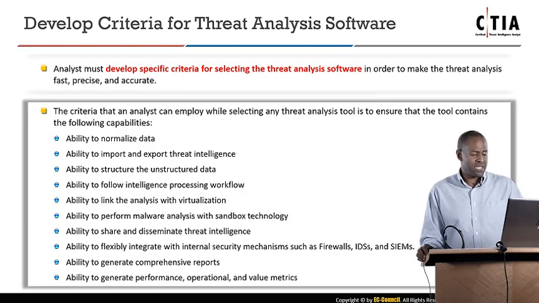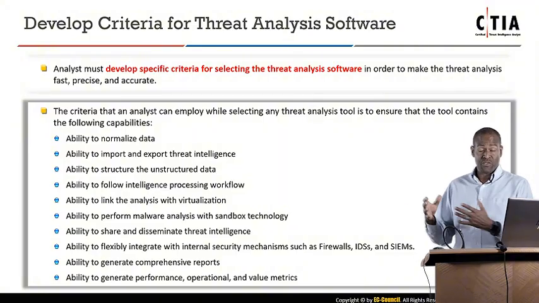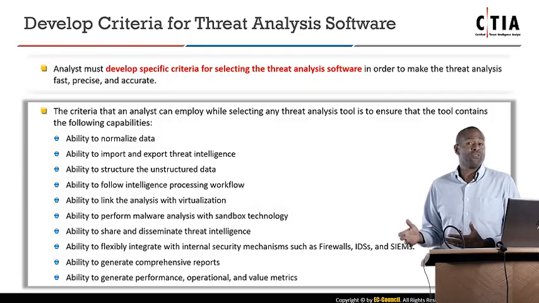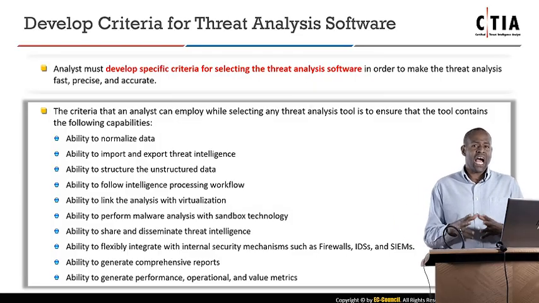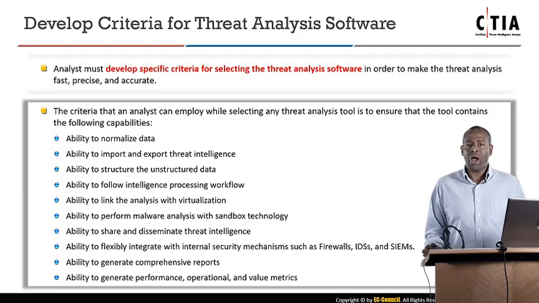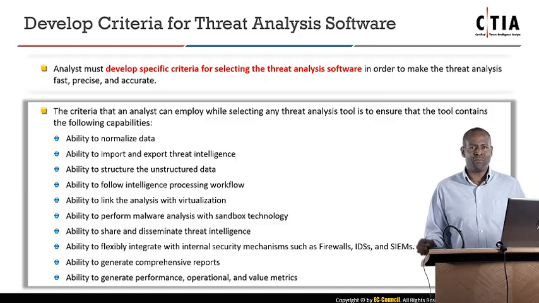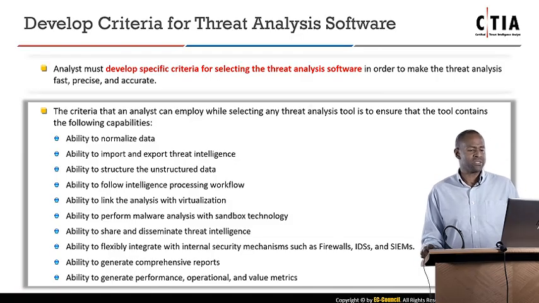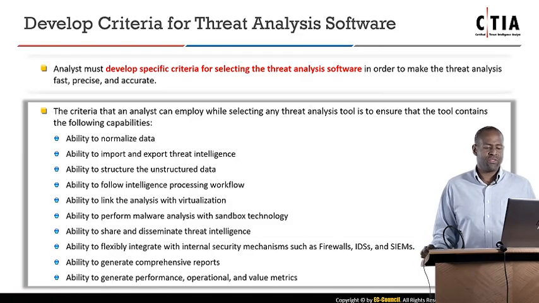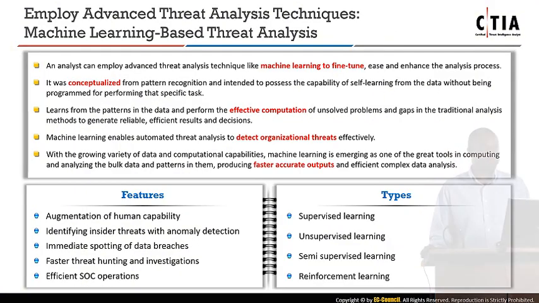Again, we want reports. We see that second to the last bullet point. The last bullet point, to generate performance, operational, and value metrics. We take those metrics. Those can be part of the reports. Those are going to guide us and show us how well we're doing, where we're having issues, where the threats are coming from, all that. We get good metrics. That's going to help us in the future with taking on other threats.